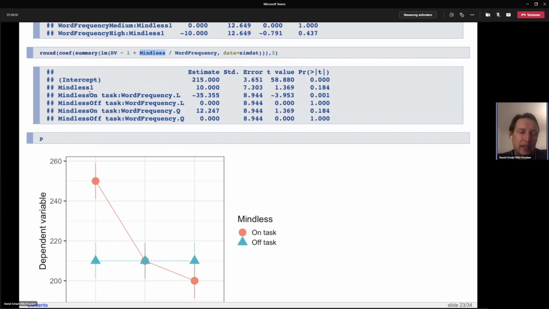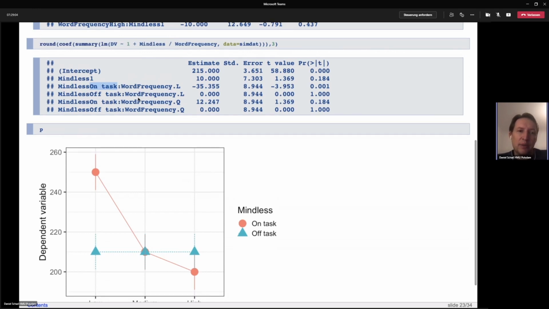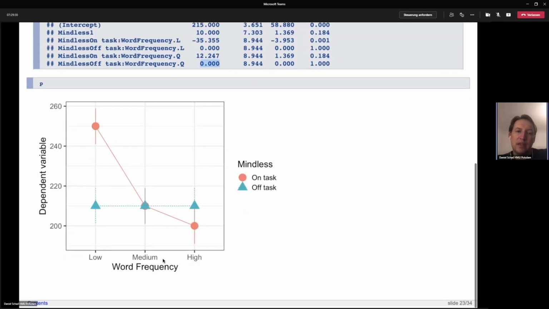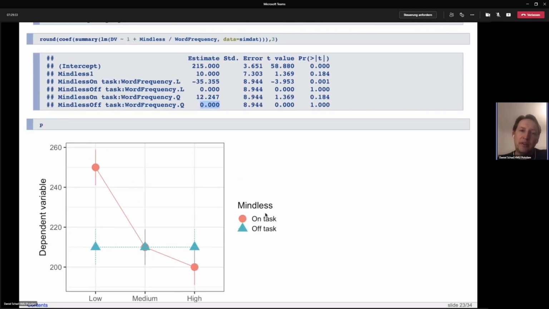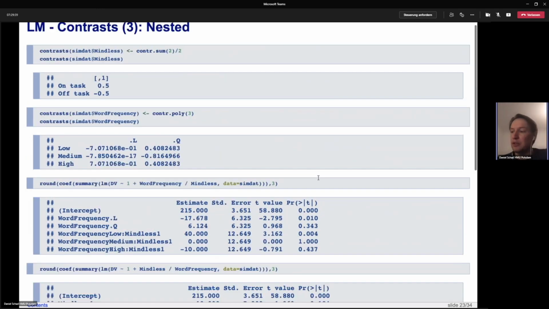And then we can see here the effect of mindless when we are on task. So in mindful reading, a linear effect of word frequency is highly significant with minus 35. But when we are off task, when we're not paying attention, the word frequency effect is exactly 0. And again, we can do the same for the quadratic effect. When you're on task, there's a slight positive quadratic effect that is not significant, and it's again 0 in the off-task condition. Okay, now you can start to use all of these capabilities for more complex situations, but that's the example that I wanted to show.